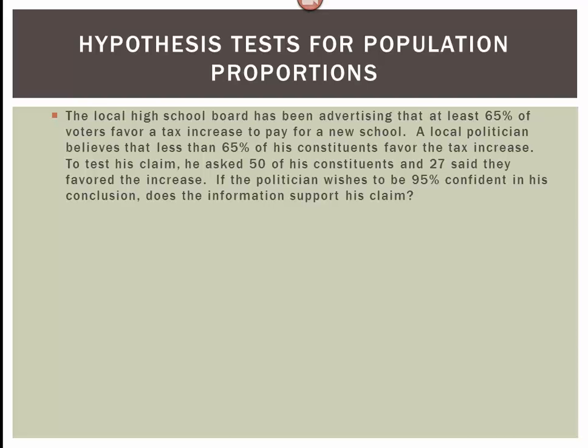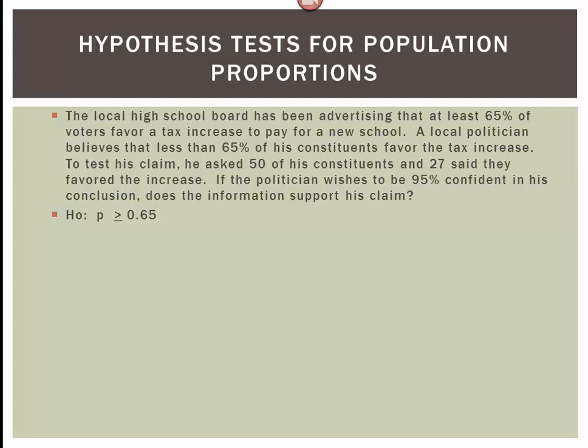All right, a local high school board has been advertising that at least 65% of voters favor a tax increase to pay for a new school. A local politician believes that less than 65% of his constituents favor the tax increase. To test his claim, he asked 50 of his constituents, and 27 said they favored the increase. If the politician wishes to be 95% confident in his conclusion, does the information support his claim?